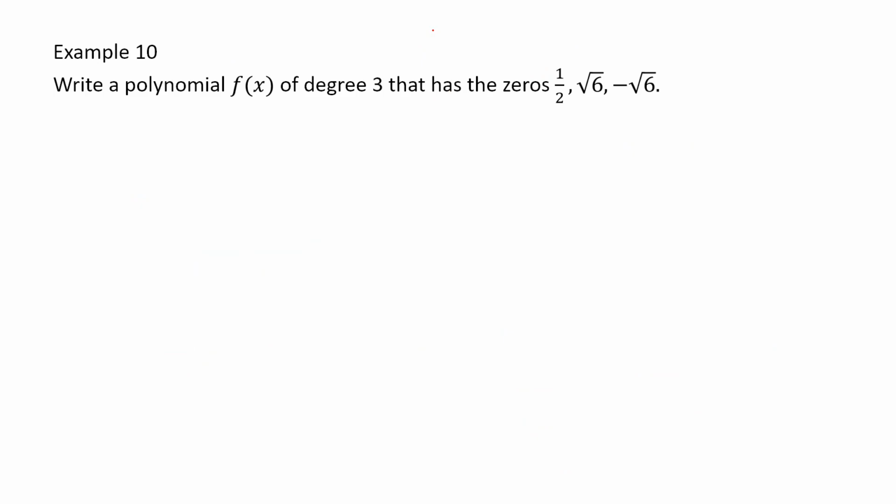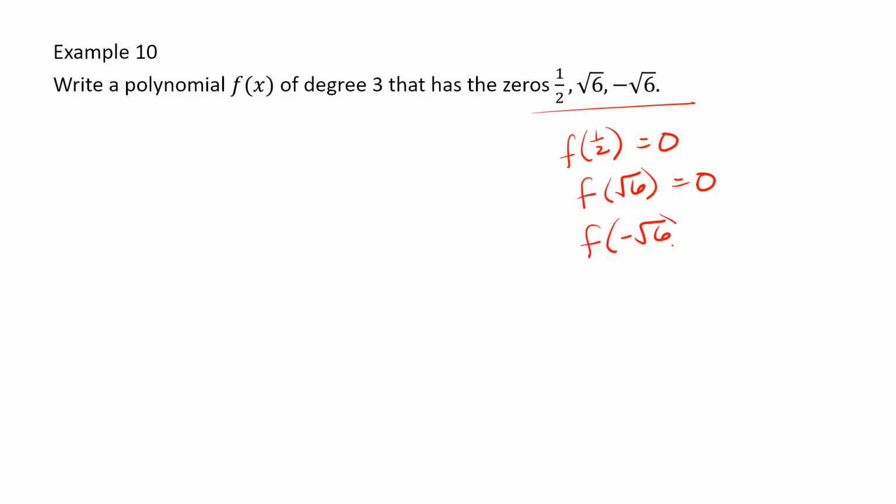All right. Now, example 10 wants us to write a polynomial f of x of degree 3 that has the zeros 1/2, square root of 6, and negative square root of 6. So we're going to use the factor theorem that tells us if f of c is equal to 0, then x minus c is a factor. All right, so I know all these numbers right here are zeros. So f of 1/2 is 0. F of the square root of 6 is 0. F of negative square root of 6 is 0. And that tells me that the factors for this polynomial are x minus 1/2, x minus the square root of 6, and x minus negative the square root of 6. If f of c is 0, then x minus c is a factor.